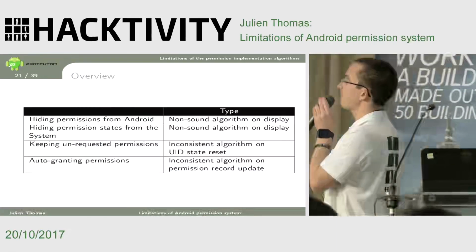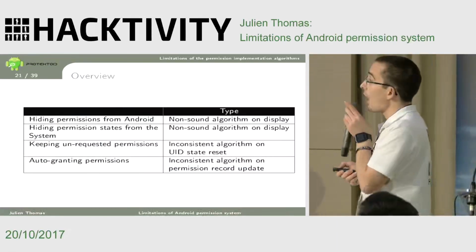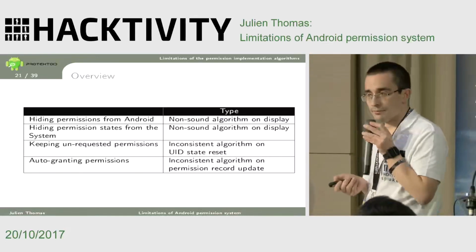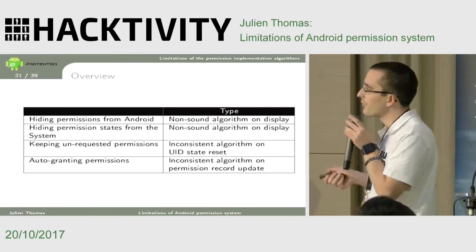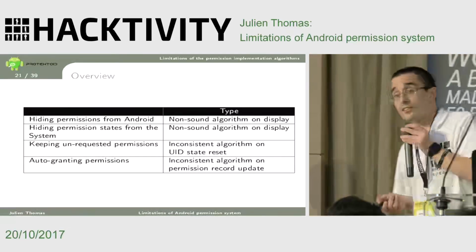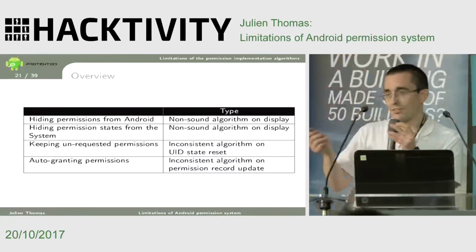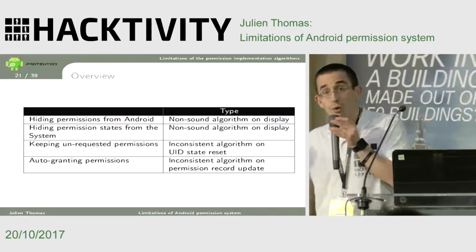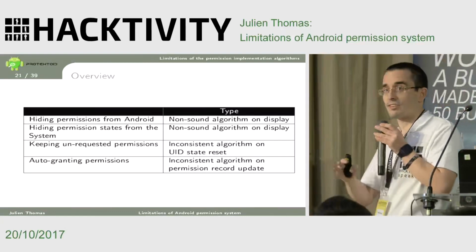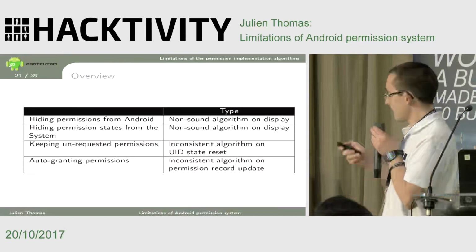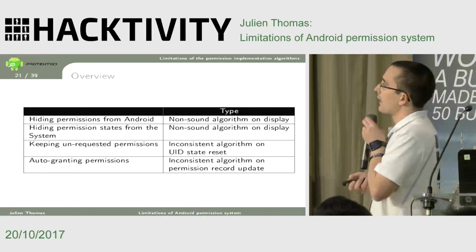So, issues. I will explain four issues. How can you hide permissions from Android? Meaning you get granted a permission, but it is not displayed. How can you hide states? How can you say that a permission is not granted when it is? Nobody knows that you have contact. You see that the application requests contact. It says not granted, yet it's granted. Why is that possible?